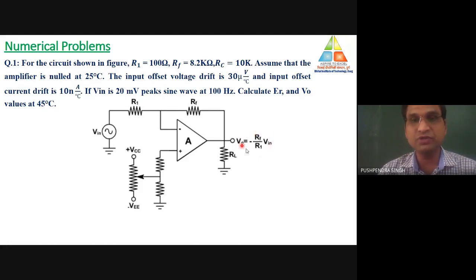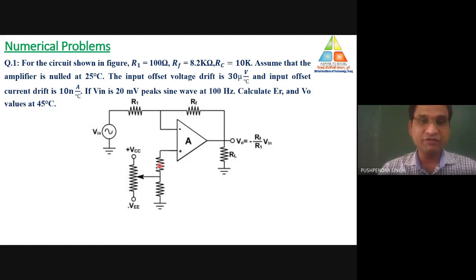So this is the output generated when the non-inverting terminal is grounded, or when there is no change in the value of input offset voltage. What is basically input offset voltage? Input offset voltage is the minimum amount of voltage which is required to be applied to one of the input terminals to make the output voltage exactly 0 volt. That is nothing but the input offset voltage.